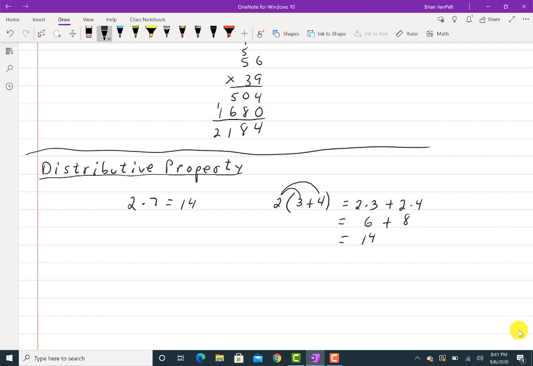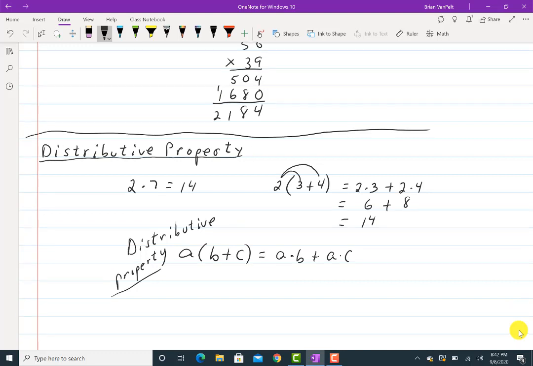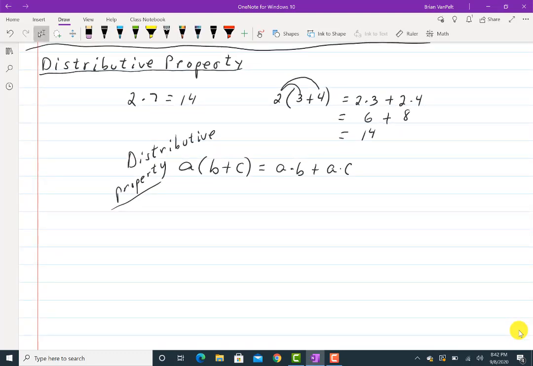The rule, the property itself, looks like this. If I have a number and I have a sum like that inside of parentheses, the rule says that I could take A times B plus A times C. That is the distributive property. Right there. And it works for subtraction as well.